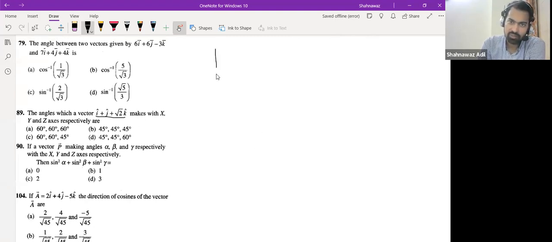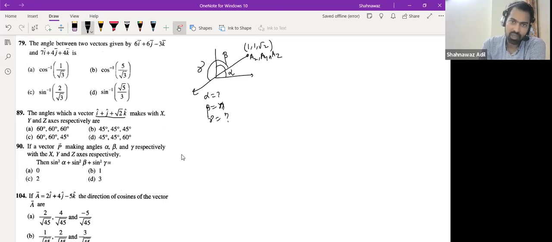We have a vector. Let's say this is 1, 1 and 2. This part is given. So we know what is ax, we know what is ay, and we know what is az. And then they are asking what is the angle with the x-axis, what is the angle with the y-axis, and what is the angle with the z-axis. So we need to calculate alpha, beta, and gamma.